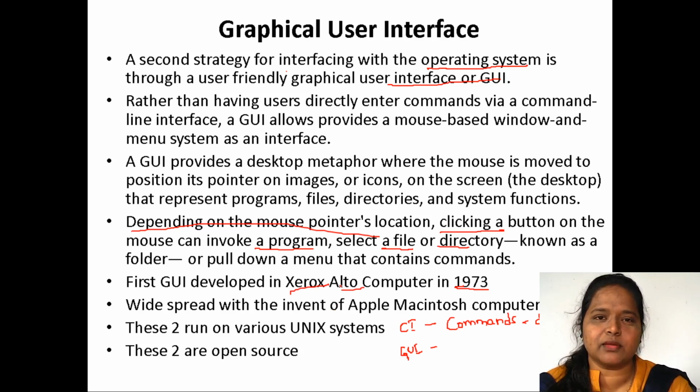Open source means we can get the software and the source code right there. So these are open software, and these two, the command line interface and the graphical user interface, are mainly used for interaction. With whom are they going to interact? With the operating system.